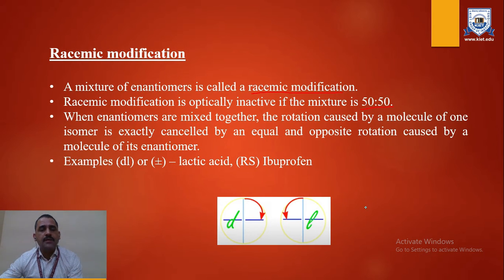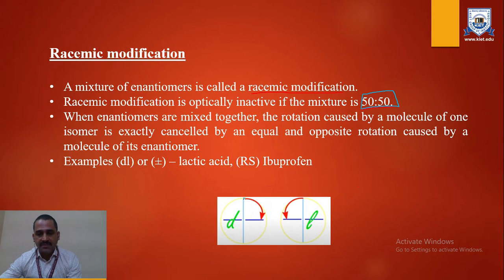Dear student, what do you mean by racemic modification? Racemic modification is a mixture of enantiomers, and that is a 50:50 ratio of enantiomers. And when the enantiomers are equally present inside of any kind of mixture, then what they exactly do over there, they will cancel out the overall rotation.